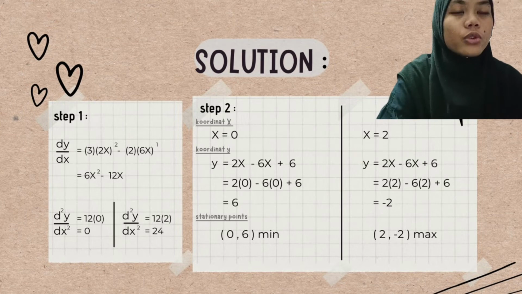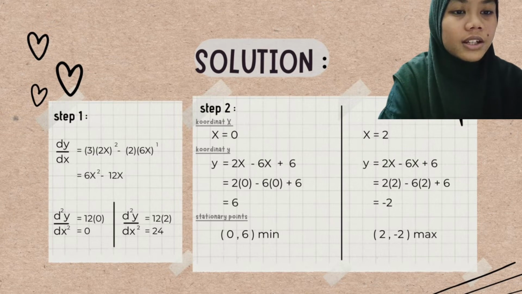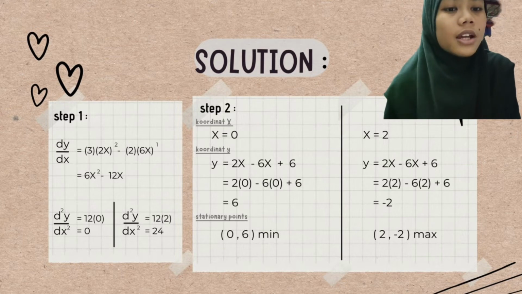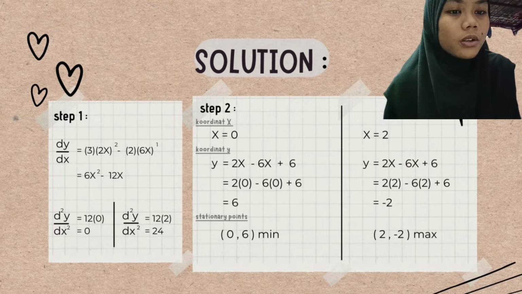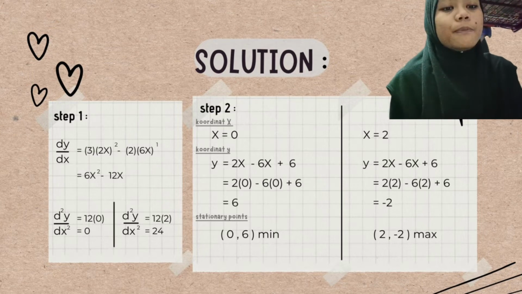Then for the minus 6x power 2, we bring the 2 in front of the minus 6, and we reduce the power by 1, so the power of 2 minus 1. So when we differentiate, we get minus 12x, while the 6 becomes 0 because it is a constant term in differentiation.